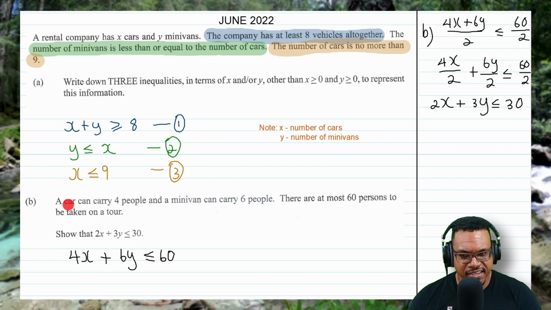So we showed that a car can carry 4 people and a minivan can carry 6 people, and there must be at most 60 persons taken on the tour. We show that 2x plus 3y is less than or equal to 30, right here.